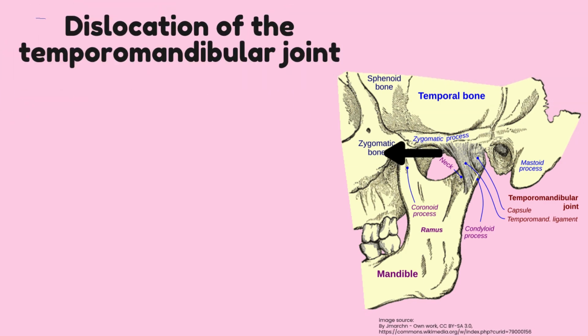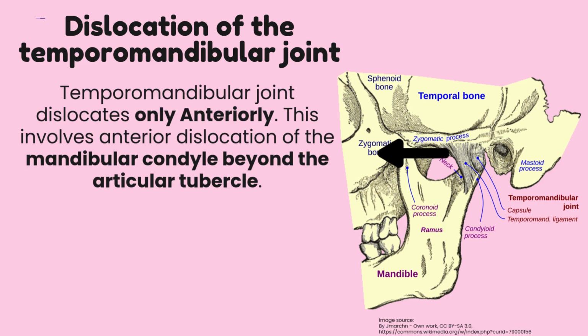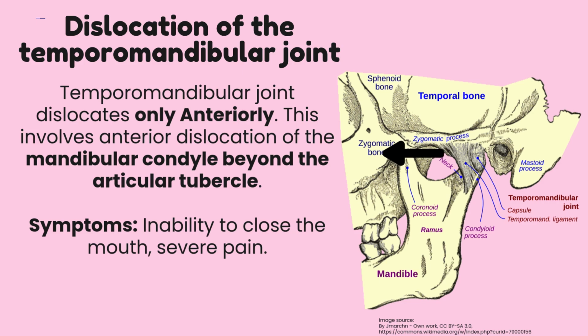Now, we will discuss the last clinical topic. It is the dislocation of the temporomandibular joint. The temporomandibular joint dislocates only anteriorly. This involves anterior dislocation of the mandibular condyle beyond the articular tubercle. Its symptoms involve inability to close the mouth and severe pain.